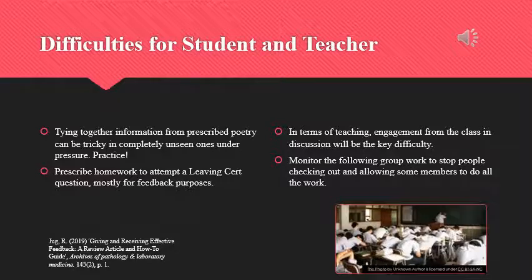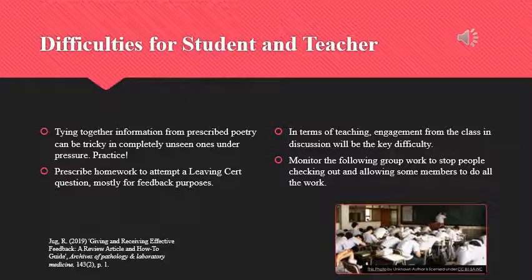Tying together information known from prescribed poetry into the unseen poetry question under pressure can be extremely difficult for students, especially in an exam-style situation. This is why repeated practice is the best solution. Seeing the same themes, features of styles, etc. that are asked over and over again shows students how this can be a question that can be prepared for just like any other. Getting students over the initial fear of how they will answer these questions has been the focus of the class through the instruction, discussion, group work, and finally leading into them answering their own questions.